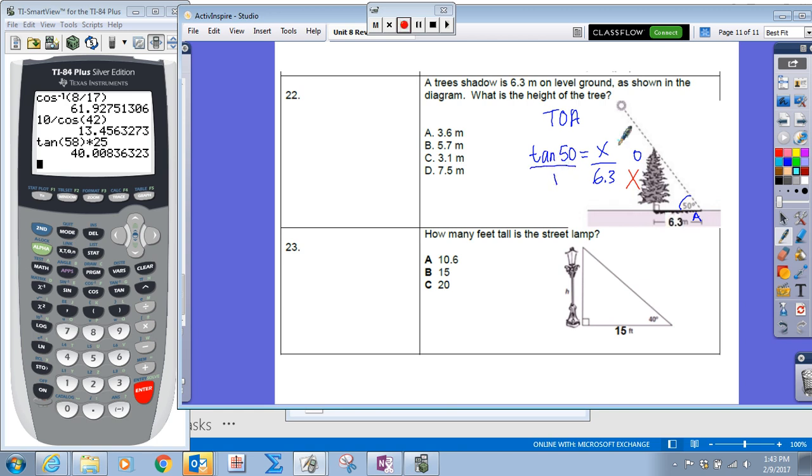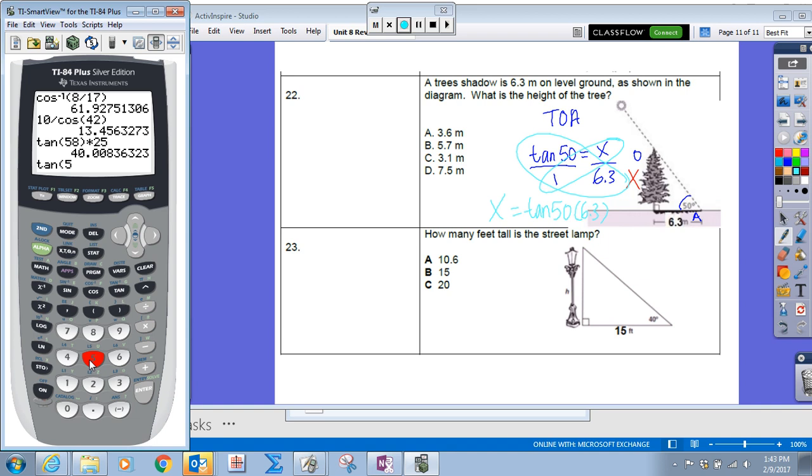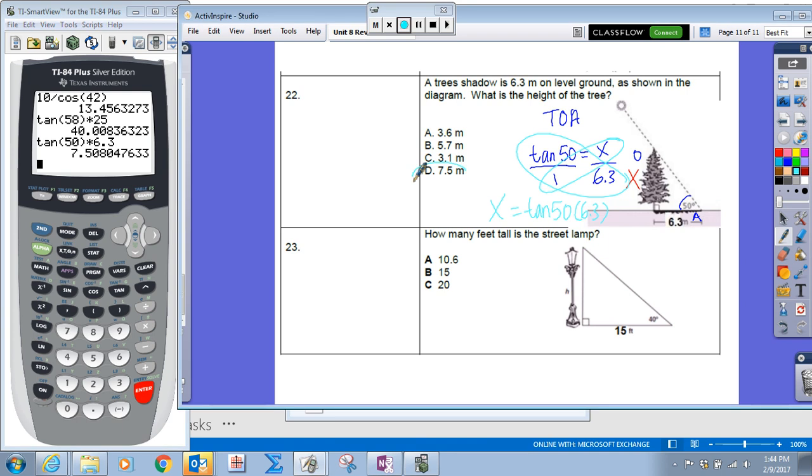Cross multiply, x times 1 is x. And then we just have our tan 50 times 6.3. Calculator, so tan 50, close our parentheses, times 6.3, and so our tree is actually 7.5 meters tall.